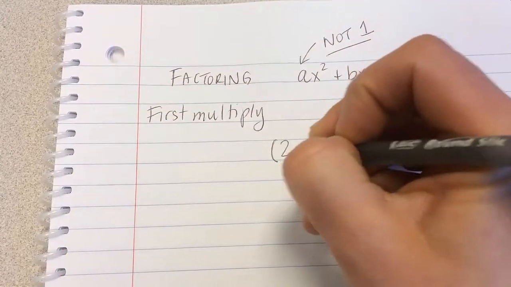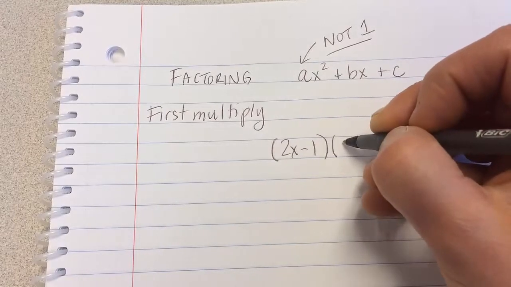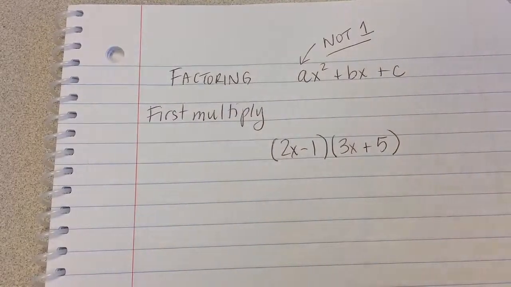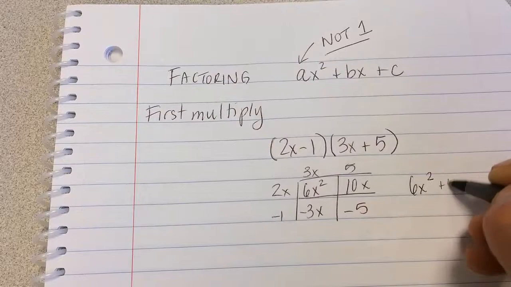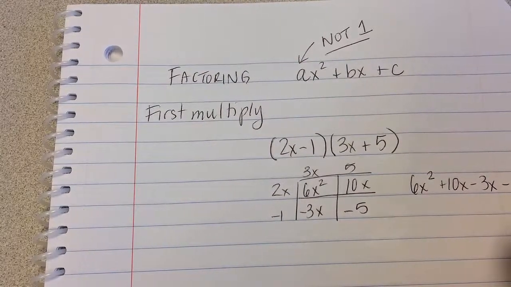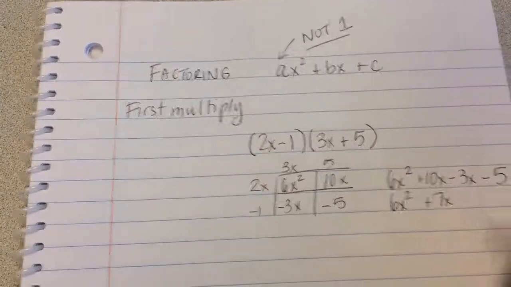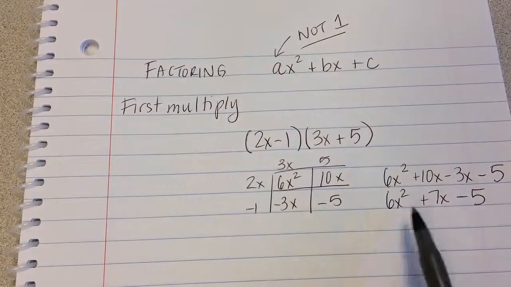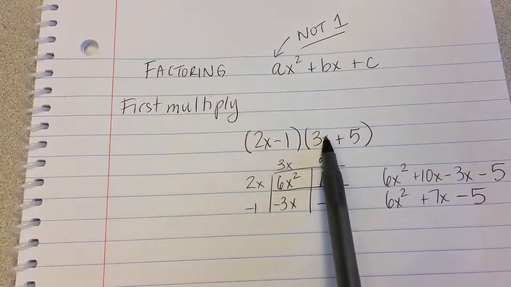So if we've got 2x minus 1 times 3x plus 5, let's multiply this out. We've got 6x squared plus 10x minus 3x minus 5. So in other words, 6x squared plus 7x minus 5. Okay, where did the 6x squared come from? It still came from the two front terms, 2x times 3x.